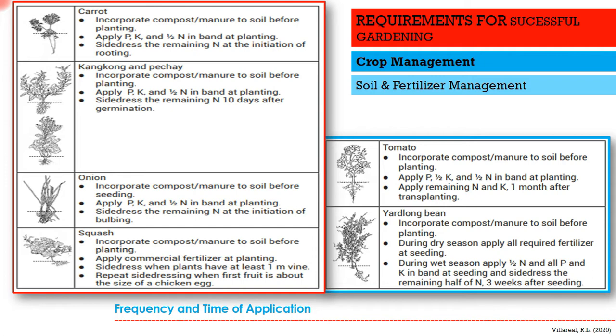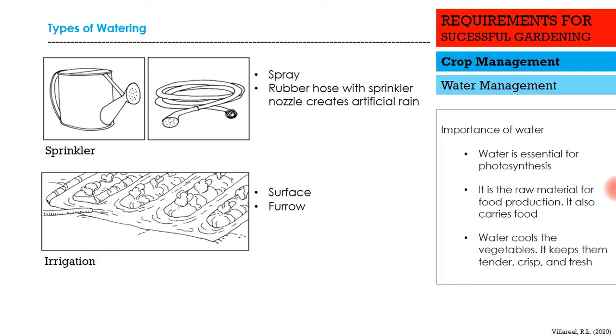So let's go to water management. Water is also important for crops because water is essential for photosynthesis. It is also a raw material for food production and carries food to different parts of the crops. Water also cools the vegetables, so it keeps them tender, crisp, and fresh.